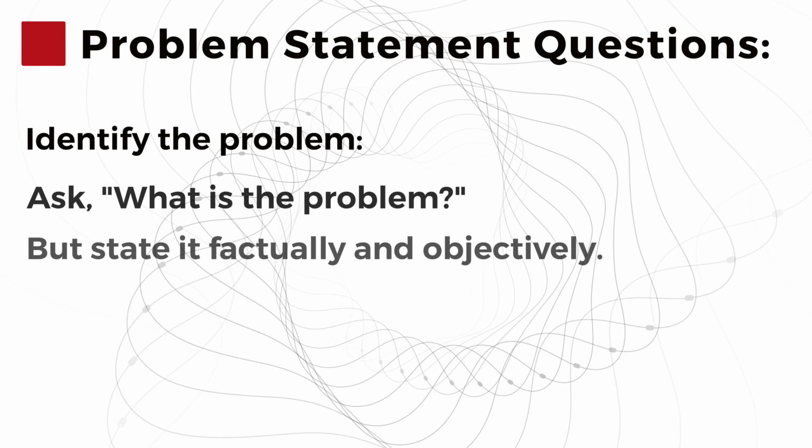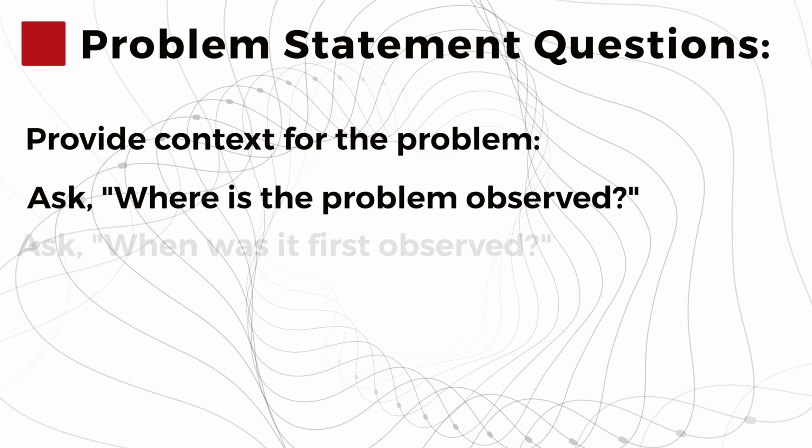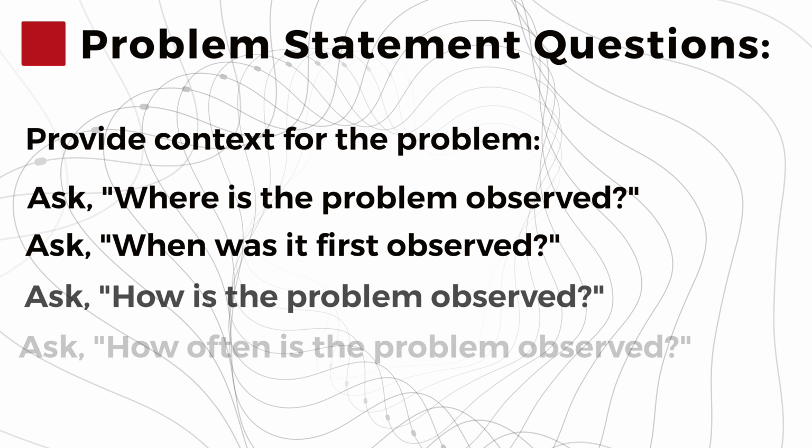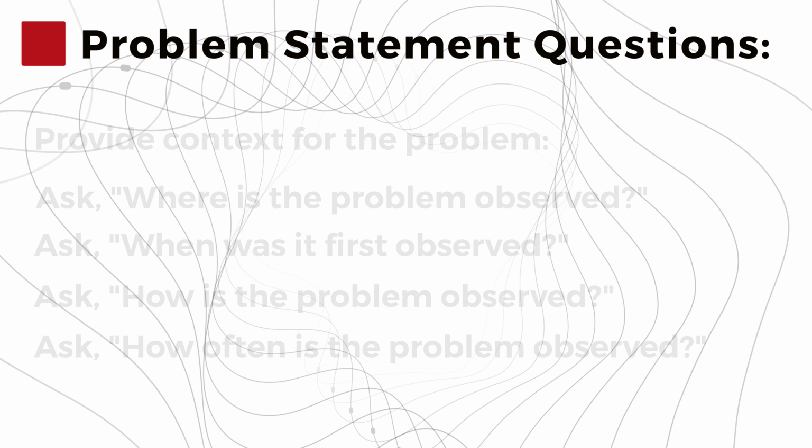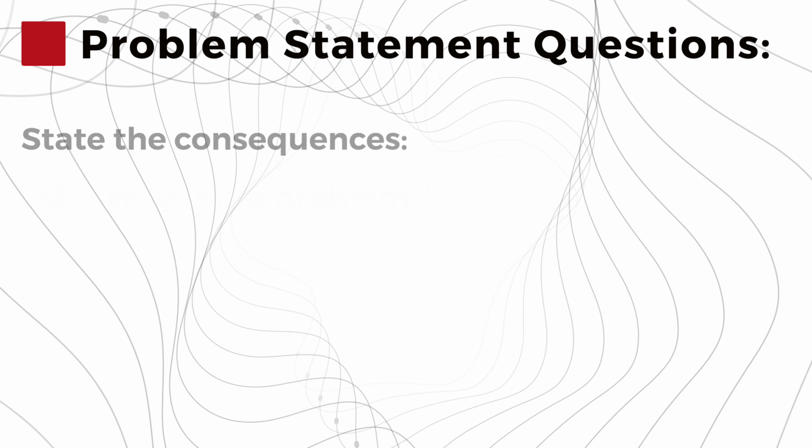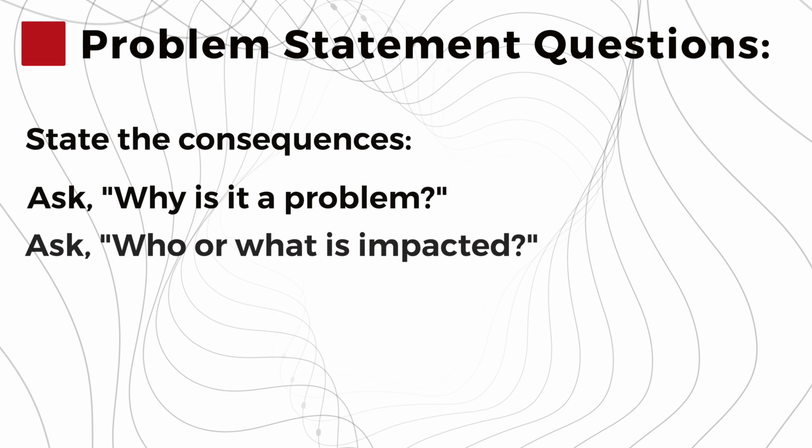Second, provide context for the problem. So ask, where is the problem observed? When was it first observed? How is the problem observed and how often is it observed? Thirdly, state the consequences, so ask why is it a problem and who or what is impacted?